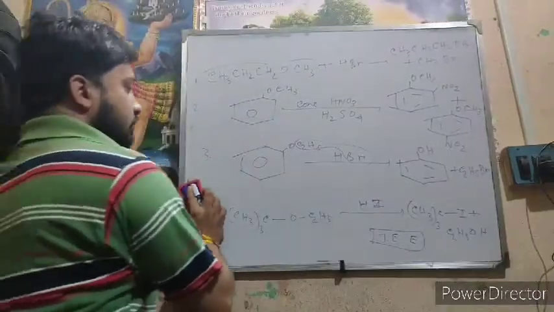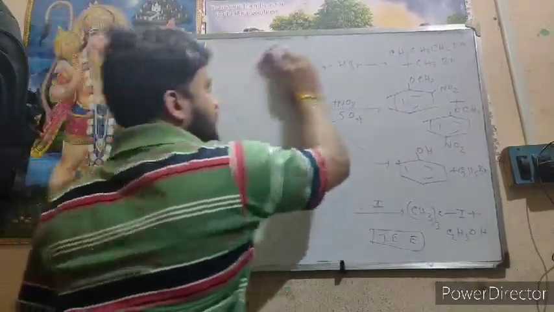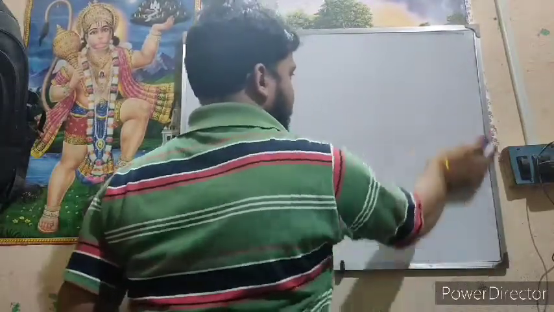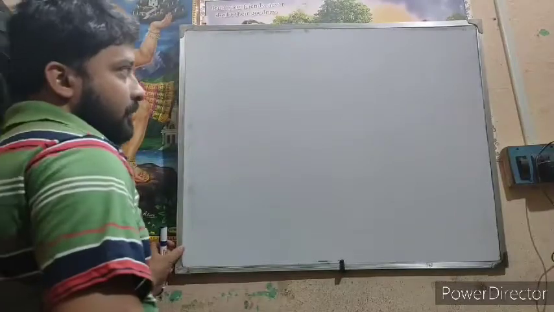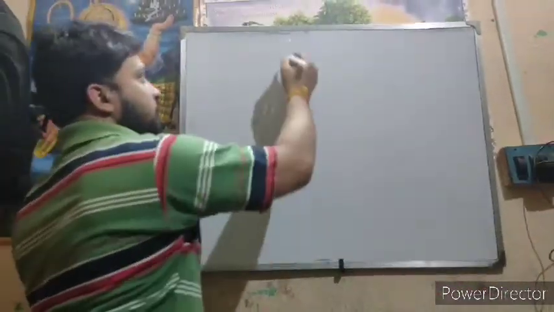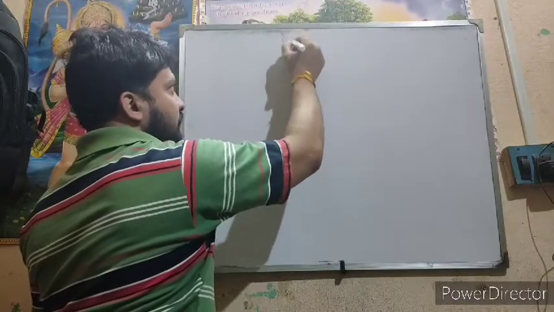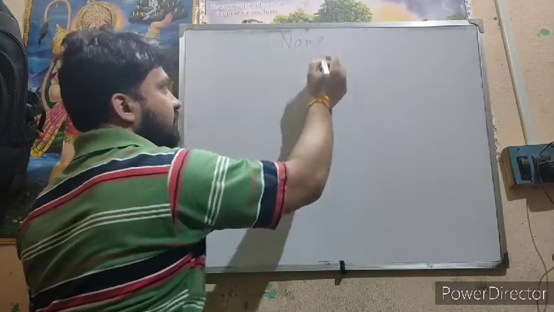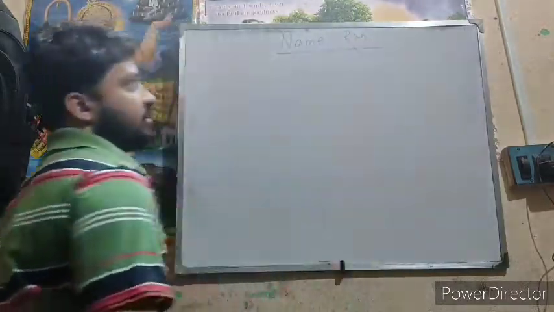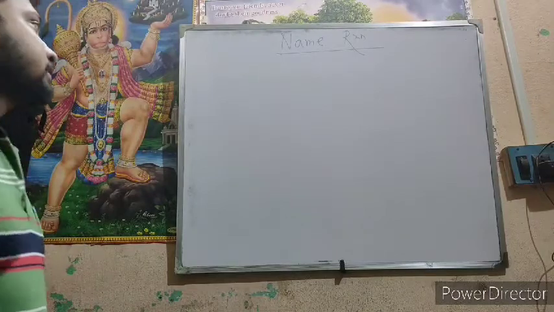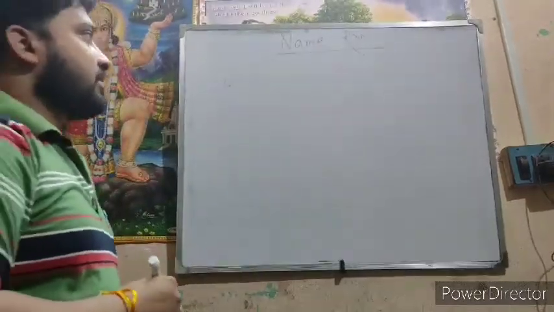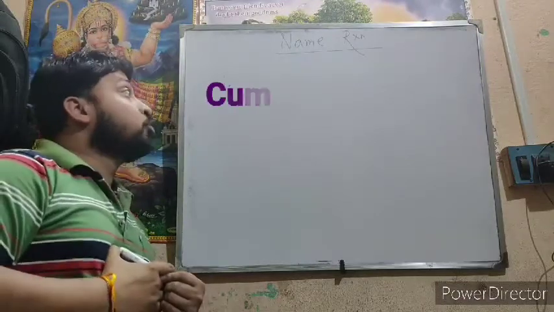Now I am going to write some name reactions. This is the last part of this chapter. Okay. So I write name reactions. First name reaction: cumene process.